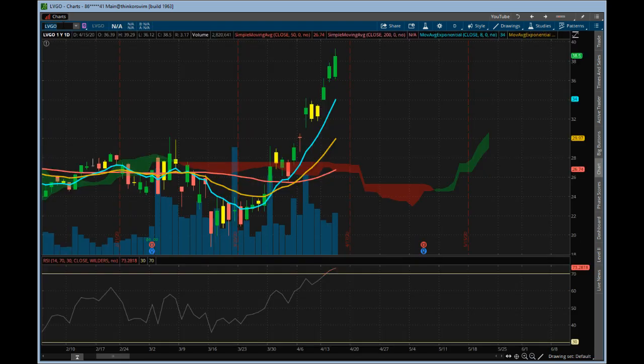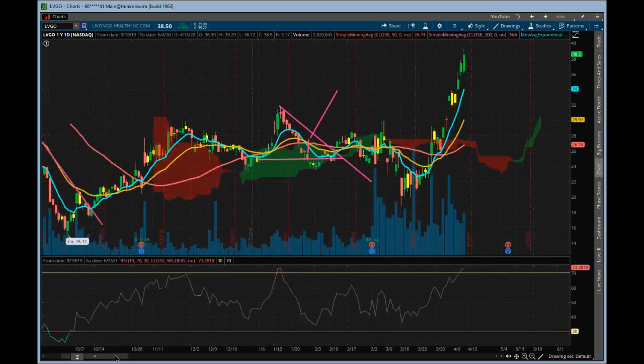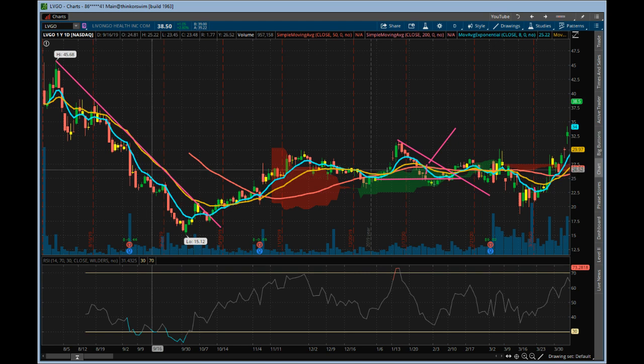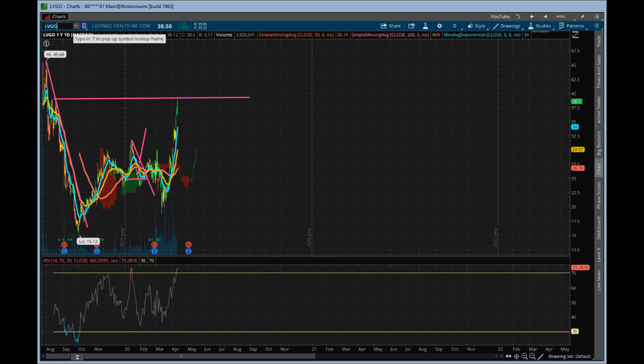LVGO. Nice candle day. Good close. Good volume. Okay, and I believe it's working its way up here. Watch this prior congestion zone right there. It could be potential resistance, but see if we can close over that if it wants to get stronger today. But definitely a good health name right there.